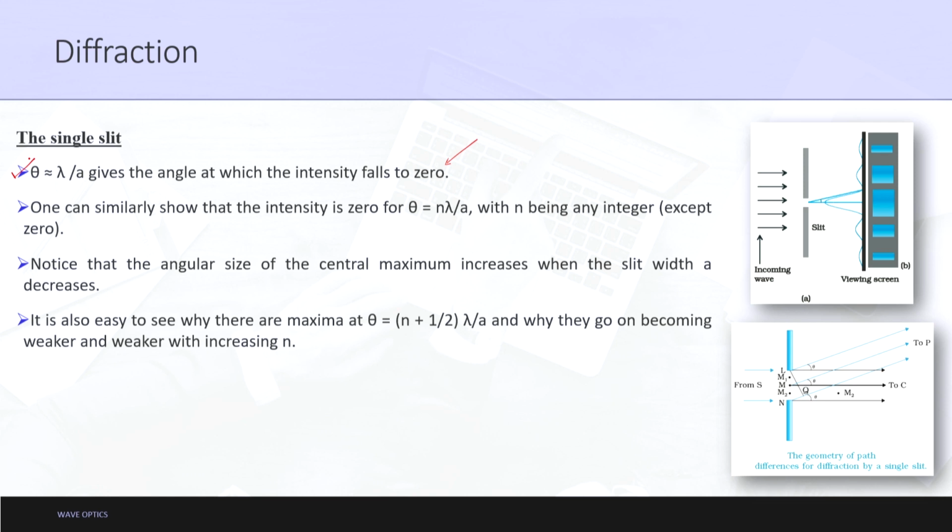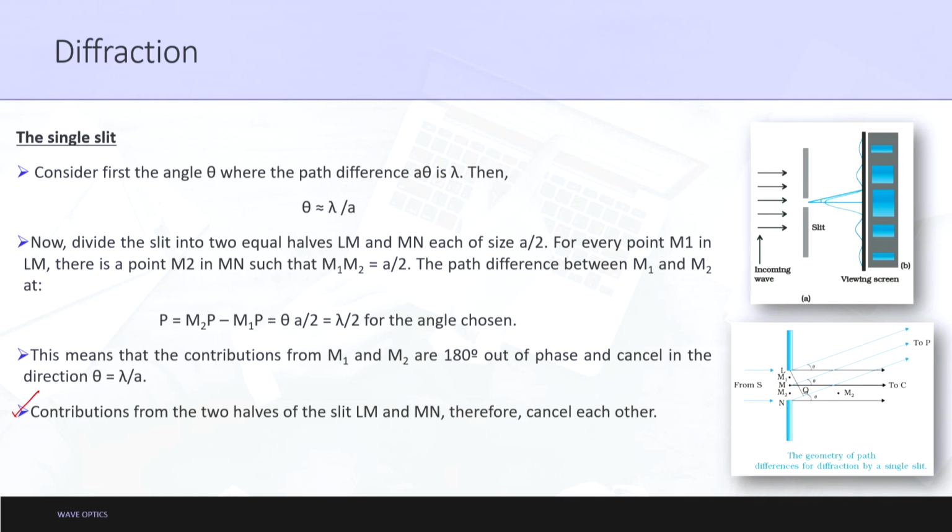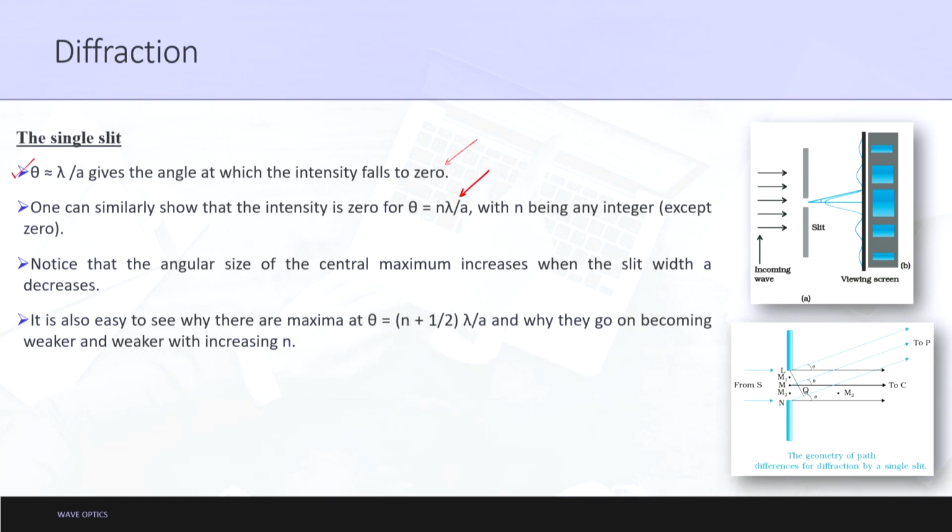Now one can similarly show that the intensity is 0 for theta equal to n lambda by a. Quite evident, as we know that for destructive interference to occur, the path difference should be a multiple of lambda by 2. So n lambda by 2: lambda by 2, 2 lambda by 2, 3 lambda by 2. For every such value, the destructive interference would occur. Therefore, on similar lines we can say that the intensity is 0 for all theta equal to n lambda by a. N can take any value from 1 to infinity.